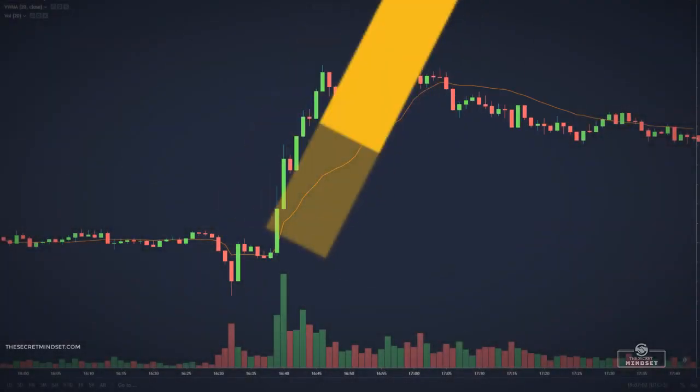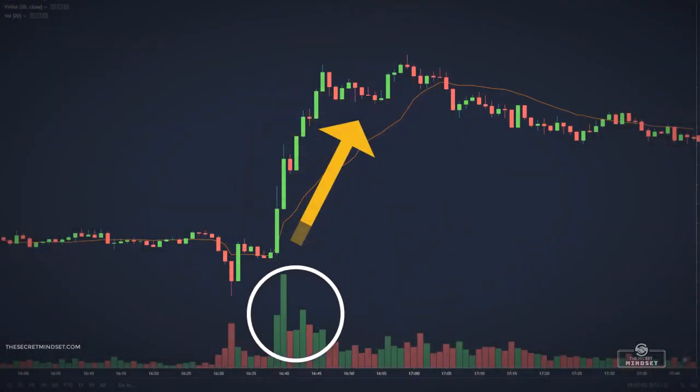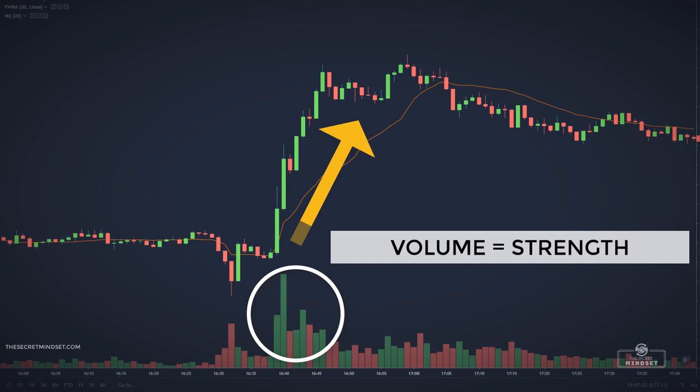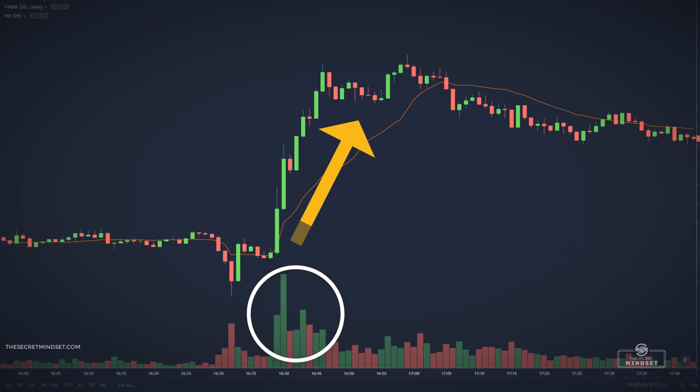When a market makes a strong move on volume, this means that the price movement is confirmed by a simultaneous rise in volume. So volume means strength. Volume must increase as the trend develops, whether it's a bull or a bear market.